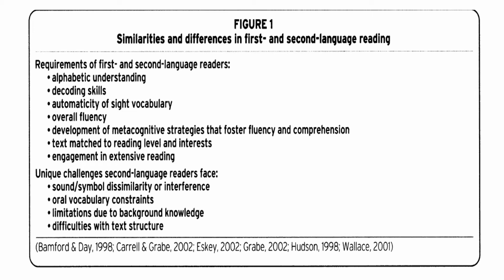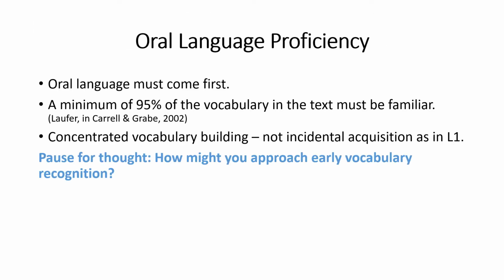They have limitations due to background knowledge, so the pictures may not help a lot because they cannot relate to them. They're from a different culture. They also have difficulty with text structure, because they could have different text structures in their first language, and English could have different text structures. So all these unique challenges make the reading process very demanding, especially for young children.